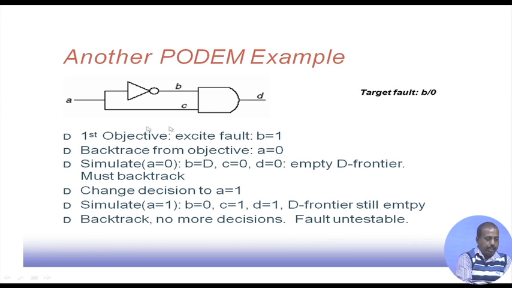So we must backtrack, and backtracking will change a to be equal to 1. This was the previous objective. We see that with this we cannot achieve the goal, the D could not be propagated. So we backtrack and change the decision to a equal to 1. Now we simulate with a equal to 1, and we see that b equal to 0, c equal to 1 and d equal to 1. But in that case the D frontier is still empty, because this D could not propagate to the primary output, and there is no more decision to be simulated. So this fault is an untestable fault.